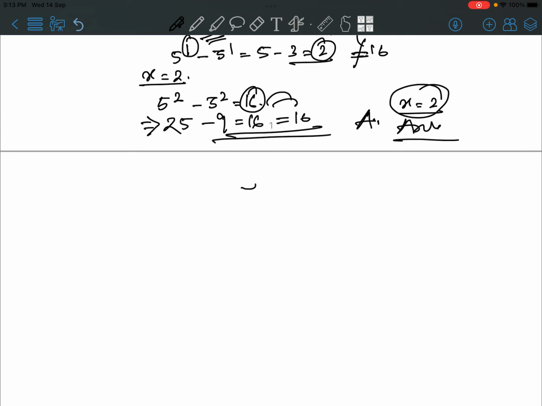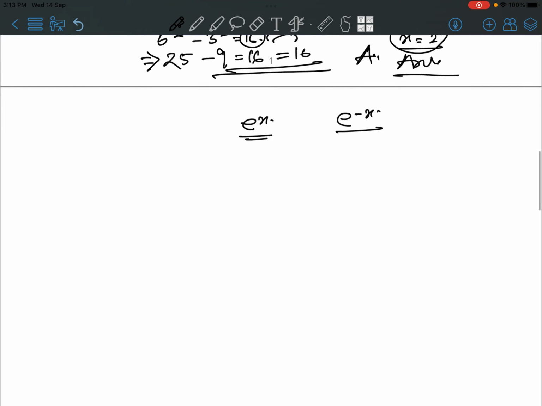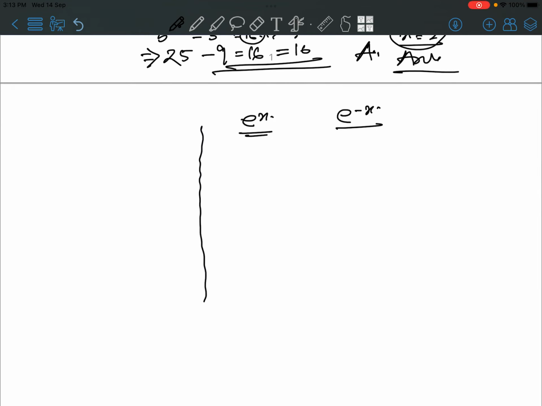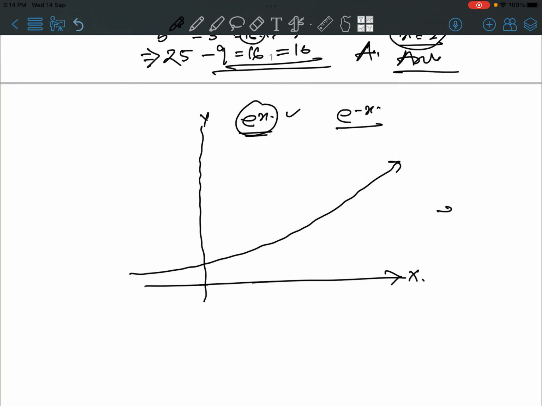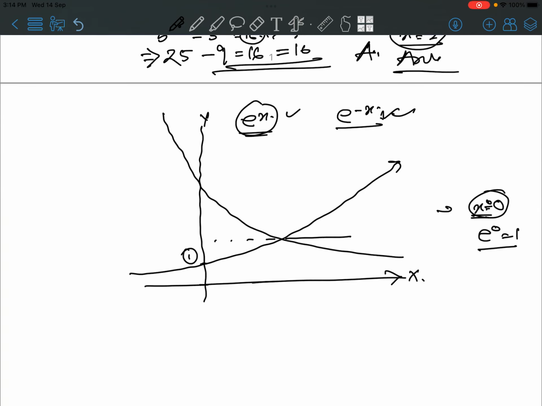In your examination, suppose we have e^x and e^(-x), then what kind of graph will it be? Suppose this is the y axis and this is the x axis. e^x is positive, so the e^x graph is like that. When x equals 0, e^0 equals 1, so that equals 1. The e^(-x) graph is like that. So this is the intersection. In this way we get the e^x and e^(-x) graphs.